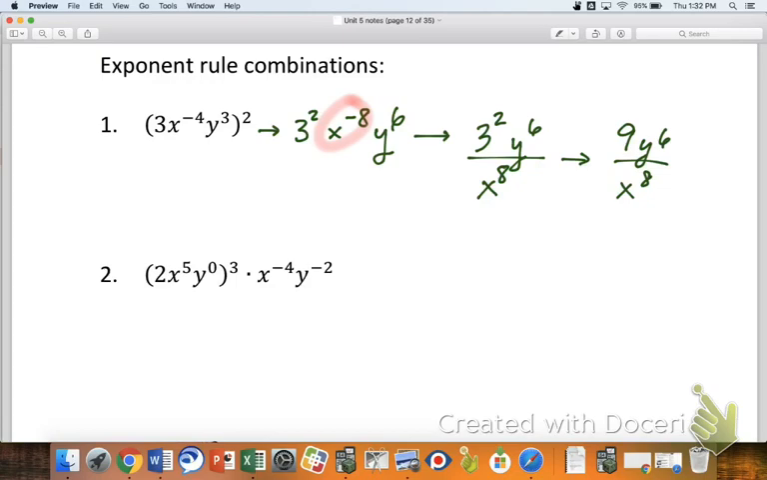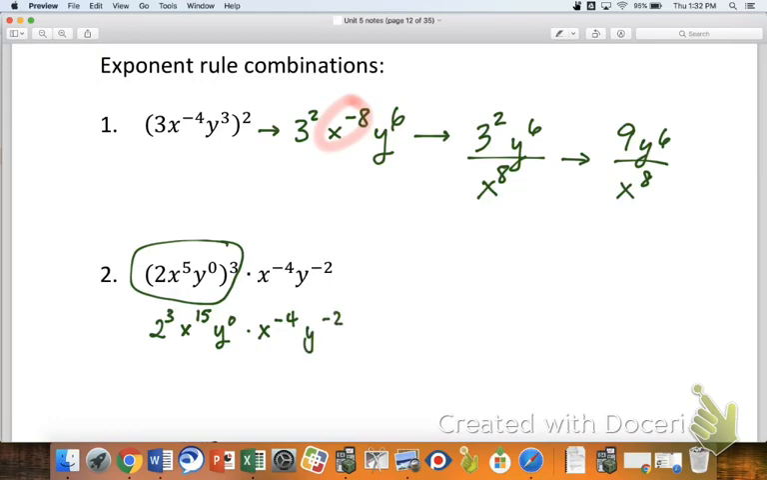Okay, number 2. There certainly is something unique. You see that y to the 0? That's going to come into play for sure. But I'm looking at this first factor here, and I see that the whole thing is raised to the 3rd power. So I would rewrite this as 2 to the 3rd times x to the 15. And then it would be y to the what? We'll get there in a second, but it would be y to the 0 because 0 times 3 is 0. And then I would leave this part alone for the moment.